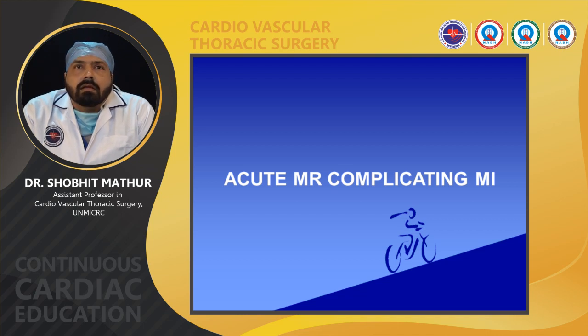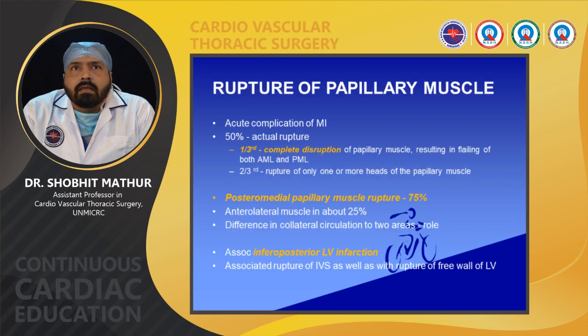Now, how does acute MR complicate MI? Acute MR mainly happens due to rupture of papillary muscles. 50% of acute MRs are due to actual rupture of the papillary muscle. In 1/3 cases, there is complete disruption of the papillary muscle resulting in flail leaflets. Both AML and PML can be flailed, causing the MR. And in 2/3 cases, the rupture is partial, of only one or more heads of the papillary muscles.